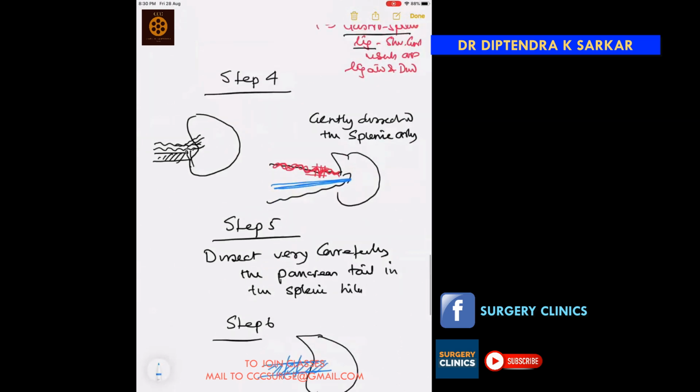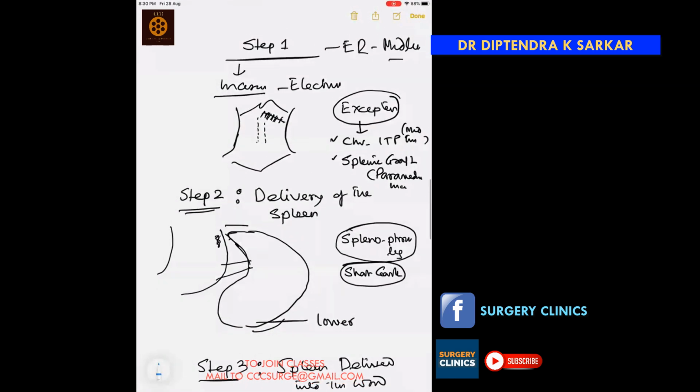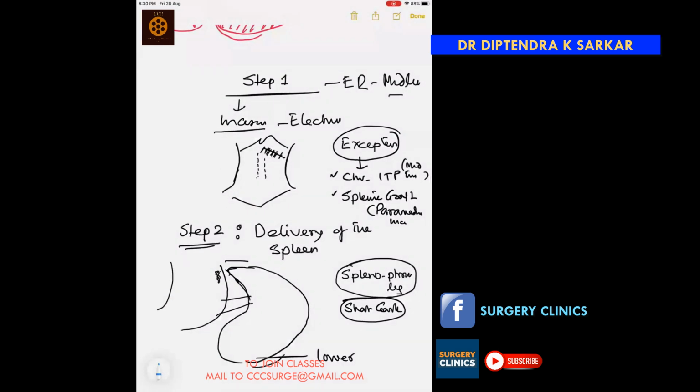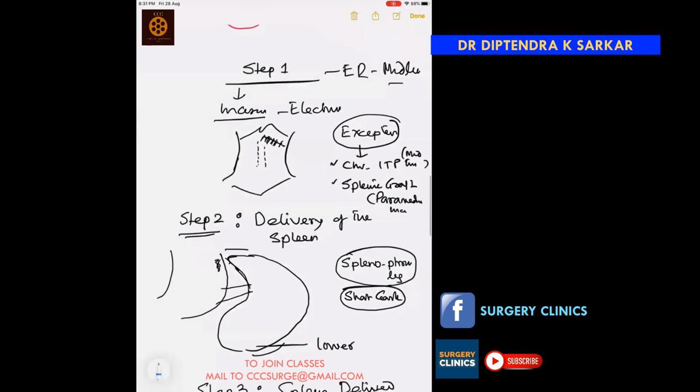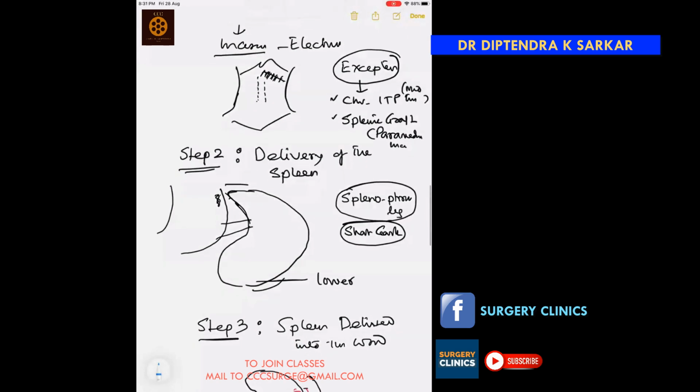So if I revise the steps once again, in the elective setting, it is left subcostal incision. However, in patients of chronic ITP, but the patient is bleeding, we will choose to make a midline incision. In certain cases where we choose to give a splenic graft, we might use a paramedian incision. Step 2 is after you have explored the abdomen and you are going to try to deliver the spleen into the main wound outside the abdomen.